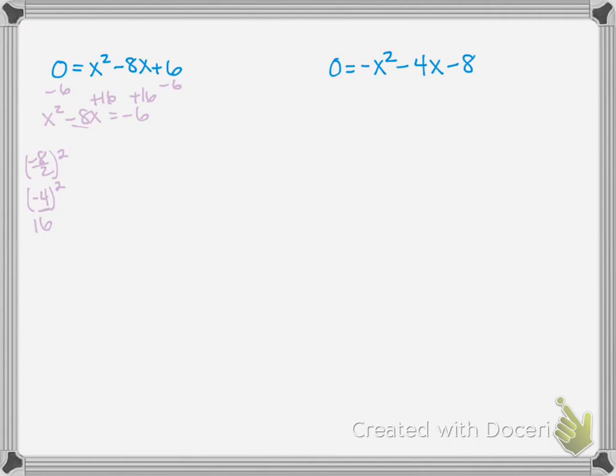I know this is going to be my perfect square, so x minus 4 squared. So I'm skipping a step again. 16 plus negative 6 is 10. Opposite of squaring is square rooting. So I've got plus or minus the square root of 10, and then I add the 4. So x equals 4 plus or minus the square root of 10.